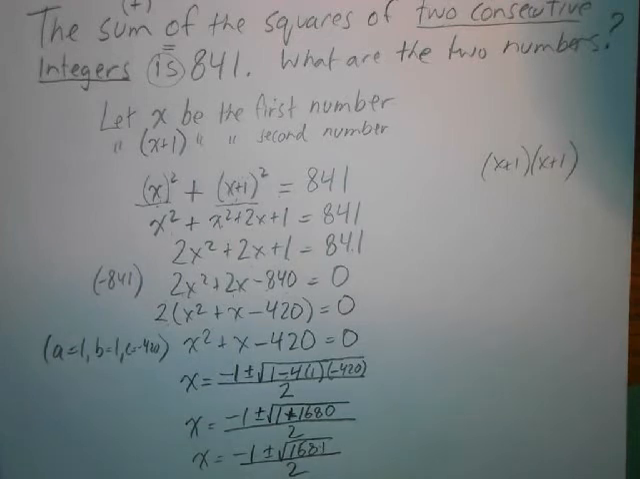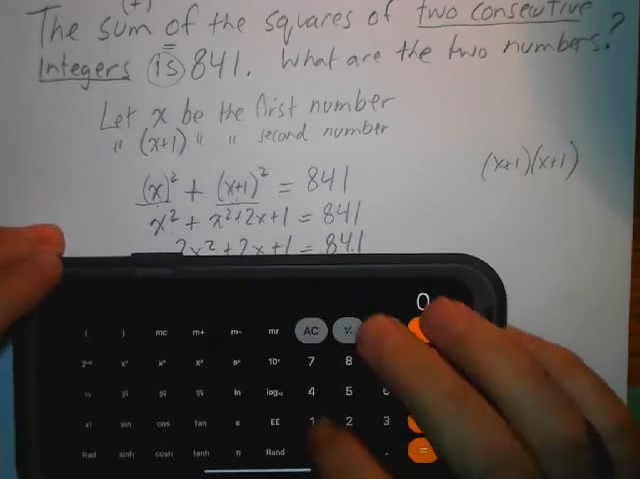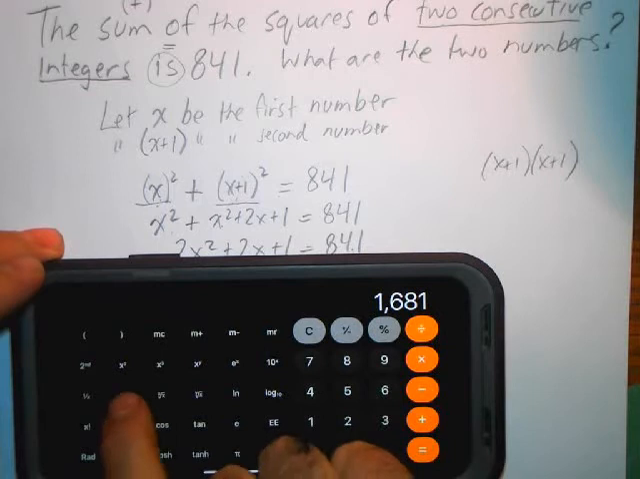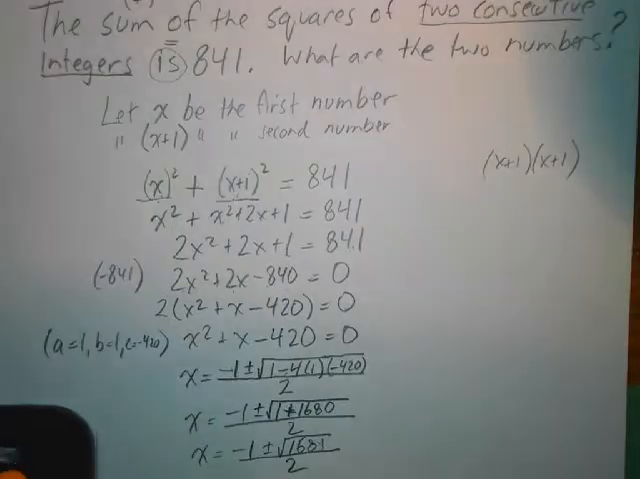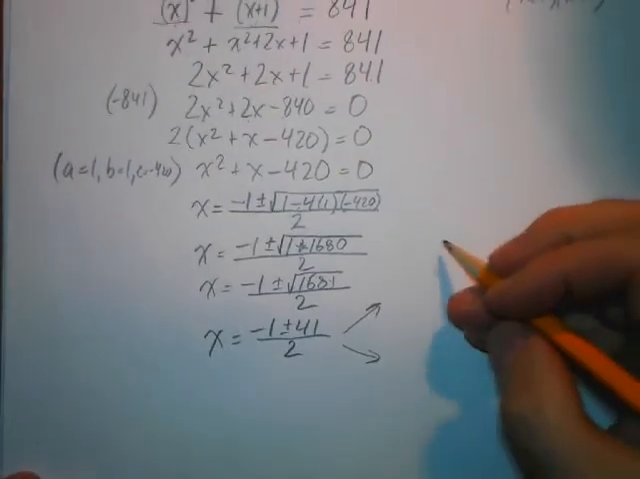So if we do the square root of 1681, it's 41. Okay, so I can simplify this to x is equal to negative 1 plus or minus 41 over 2. Okay, now you could branch this off. Maybe I'll do that just to show you what I mean. Let's move that up, sorry.